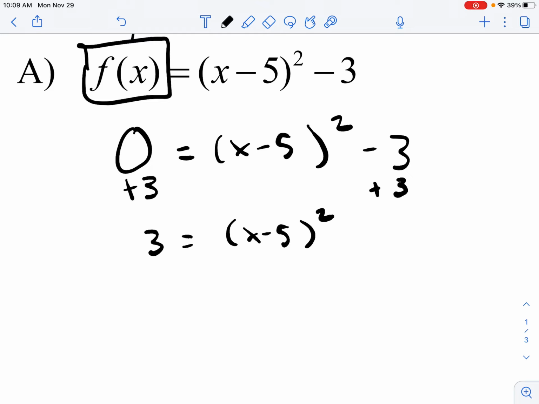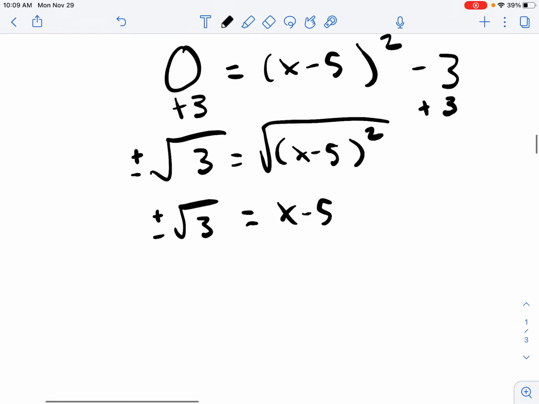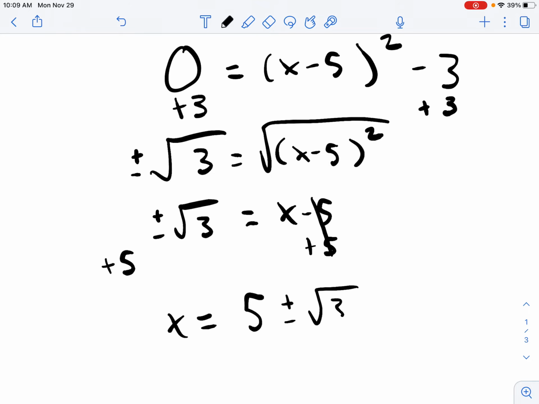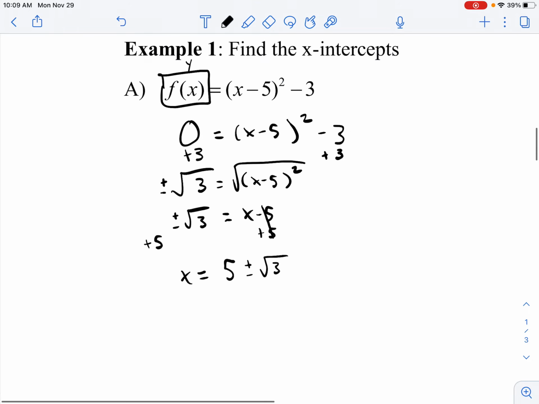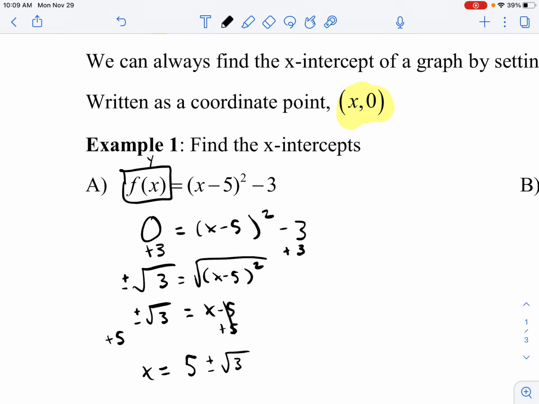There's nothing else next to it, so we take the square root of both sides. When we do, we remember that plus or minus. So now we have plus or minus square root of 3 equals x minus 5. When we solve for x, we add 5 to both sides. And so then we have x equals 5 plus or minus square root of 3. Those are your solutions. Now you have solved for x, so you write it as that coordinate point.